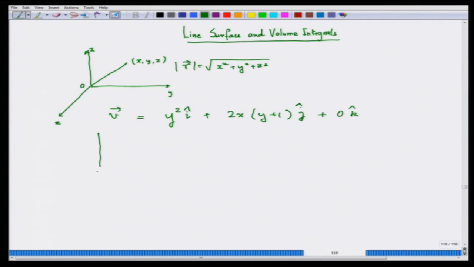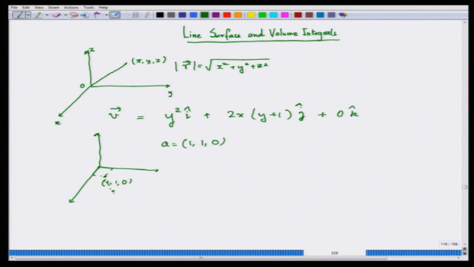Let me talk about the 2 points that I am choosing, A and B. A is 1, 1, 0. So, this is the point 1, 1, 0. From here, I want to go to 2, 2, 0, this point. Essentially it is 2 dimensional. The vector is a 2 dimensional vector, but you can look at it from a 3 dimensional perspective also, it does not matter.